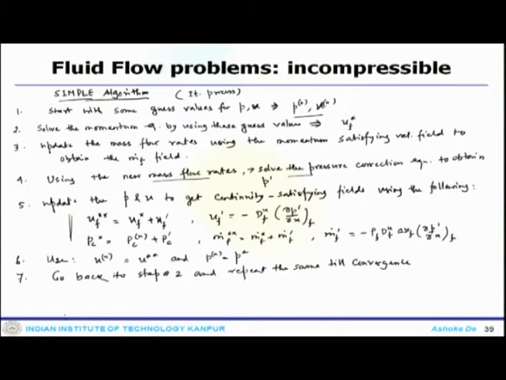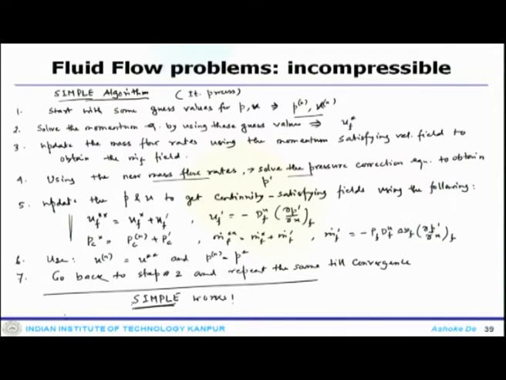So, that is how the famous SIMPLE algorithm works, and this is one of the famous algorithms which has been implemented in many commercial softwares or CFD codes. They use this algorithm for pressure velocity coupling with some level of advancement, and that we will discuss as we go towards the end of the discussion of these pressure velocity coupling algorithms.